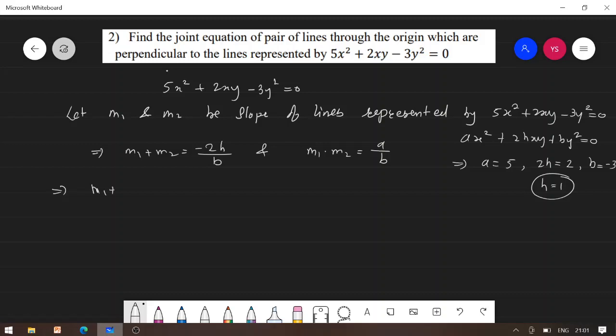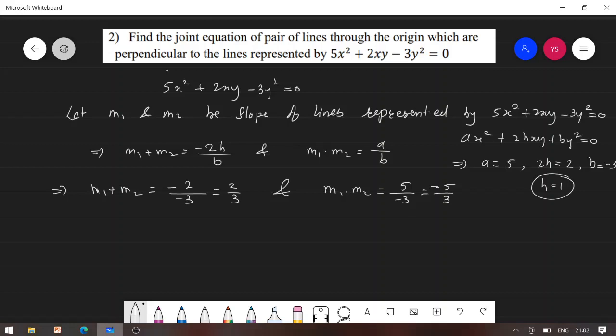So let's replace h, a and b by their values. We get m1 plus m2 equals minus 2h, where h is 1, divided by b, which is minus 3. So m1 plus m2 becomes 2 by 3, and m1 into m2 equals a by b, where a is 5 and b is minus 3, so we get minus 5 by 3 ultimately.